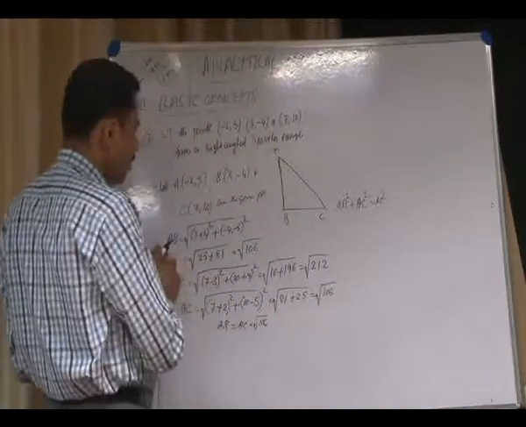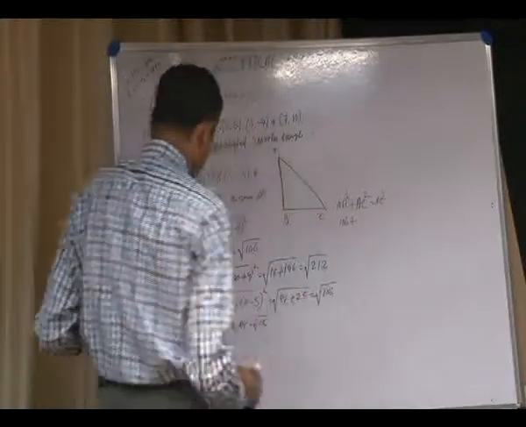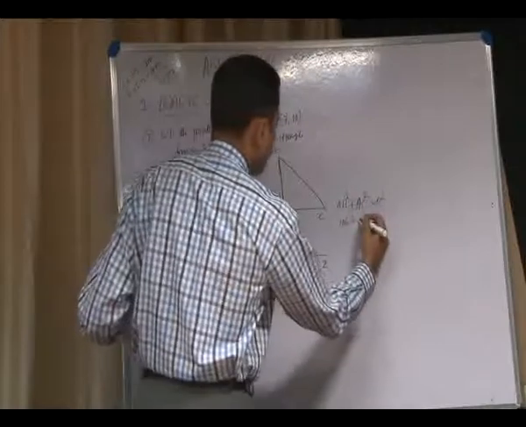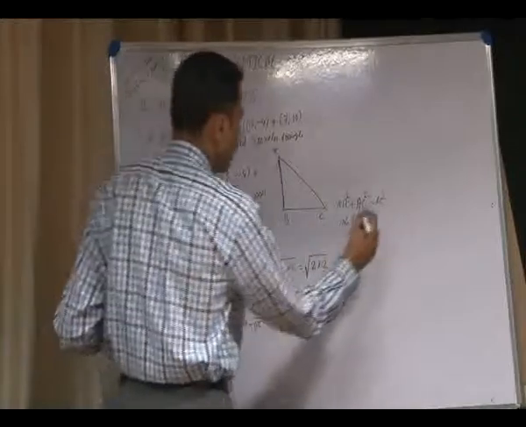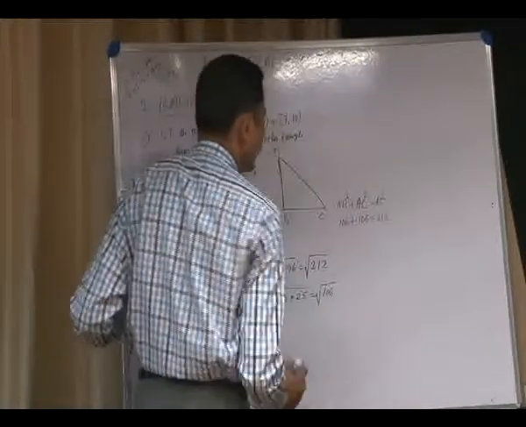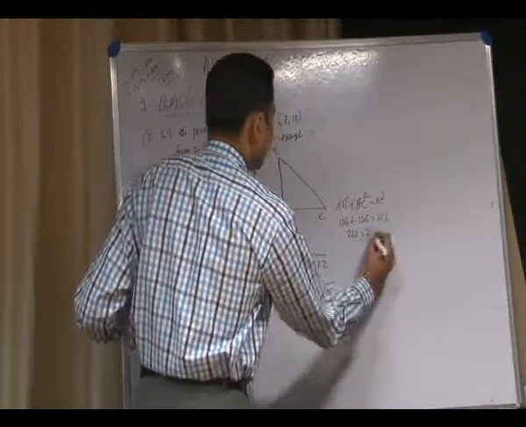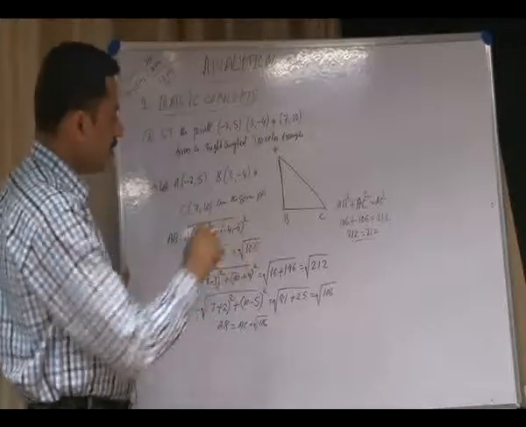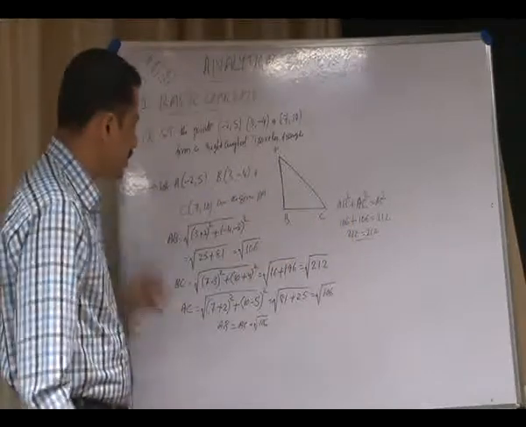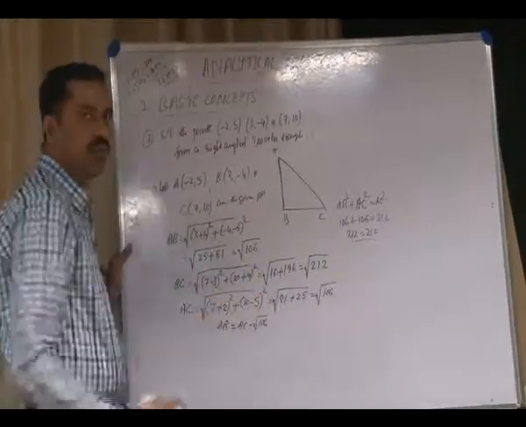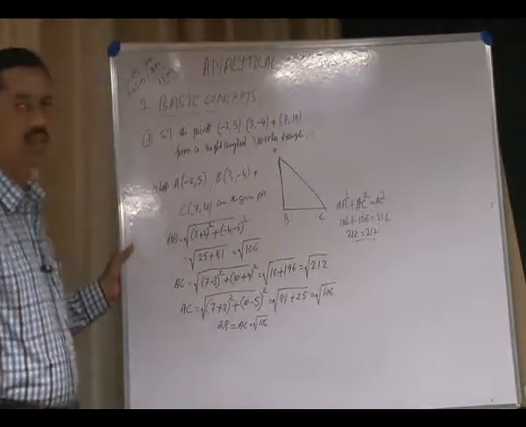AB square means AB is equal to square root of 106, so the square of that is 106, plus AC square, square root of 106 whole square, is 106, is equal to BC square. BC is the square root of 212, the square of that is 212. That means 106 plus 106 is 212, which is equal to 212. So here both the conditions are proved: the Pythagoras relation, AB square plus AC square is equal to BC square, and 2 sides are also equal. That shows that this triangle ABC is a right angled isosceles triangle.